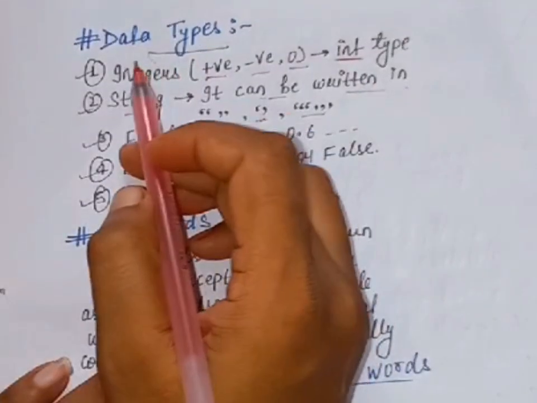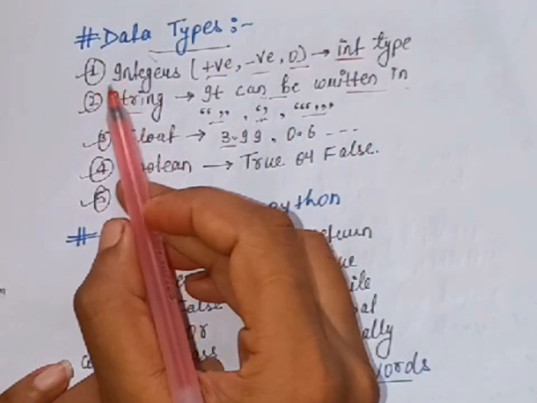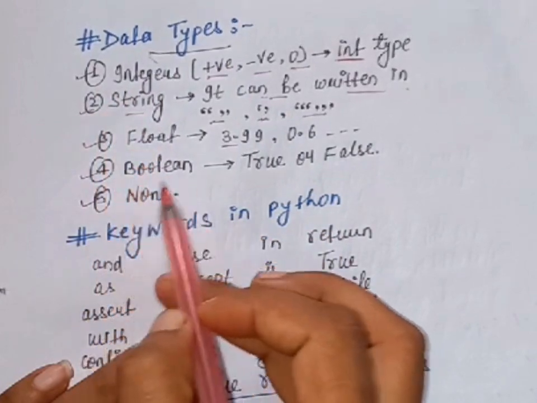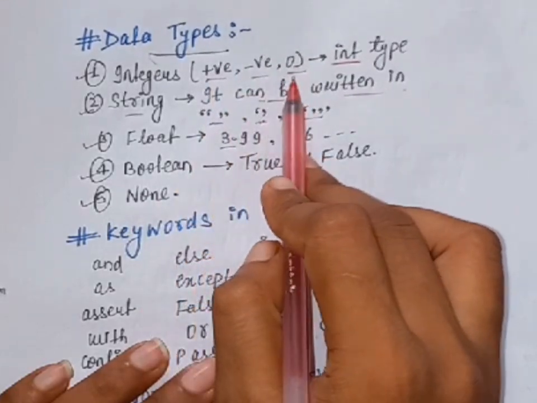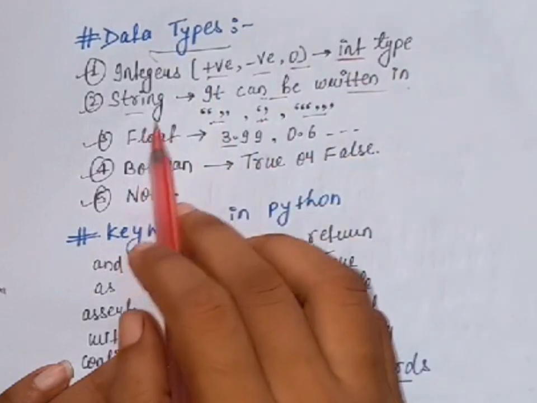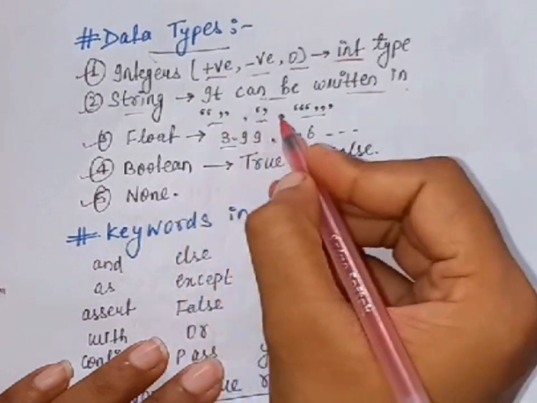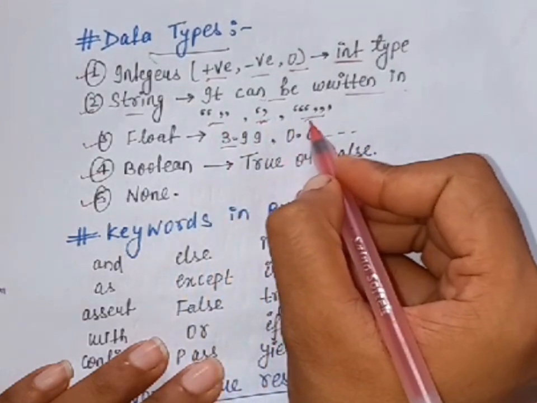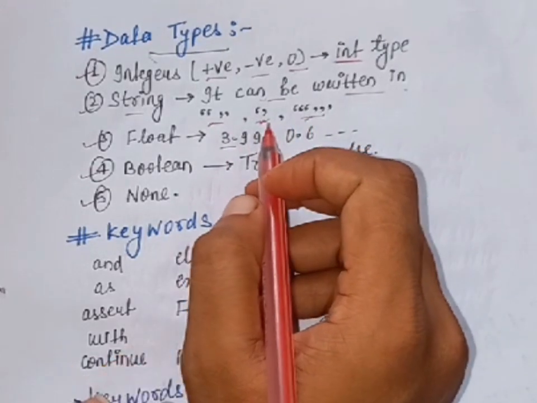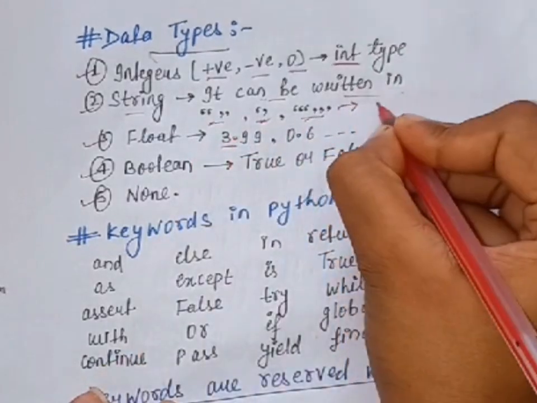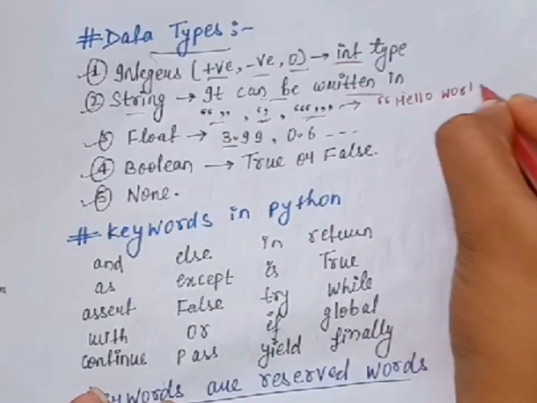Let's come to our next topic, which is data types. There are 5 types of data in Python. First one is integer, second is string, float, boolean, none. In integers we can take positive, negative, 0. We can take as int type. In string, all the string values can be written in double quotes, or single quote, or triple quotes. Text data can be written in single, double or triple quotes. For example, we can write here double quotes hello world.